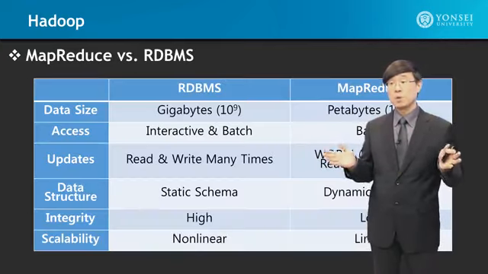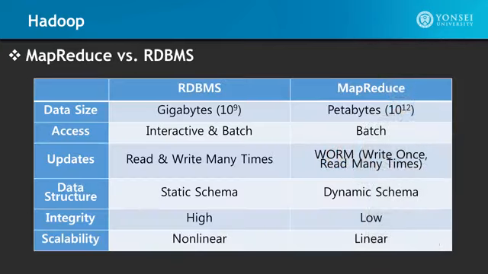Let's look at an example where we compare a little bit about the features, the pros and cons of RDBMS to MapReduce. The data size of a good RDBMS system is like a gigabyte or smaller, where MapReduce systems work well for petabytes, terabyte type systems. Access in RDBMS is interactive and batch, where for MapReduce it is batch oriented. Updates in RDBMS are read and write many times, where for MapReduce we have warm, write once and read many times. And I will talk about more on this.